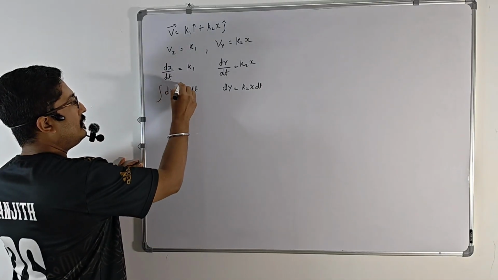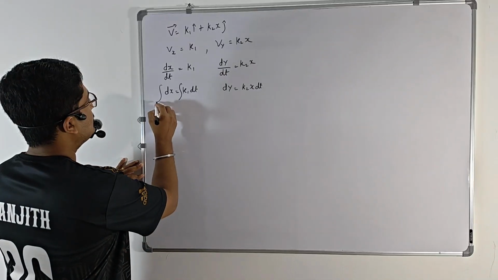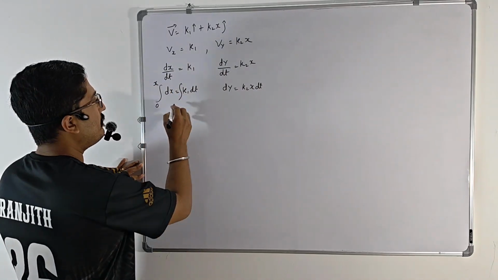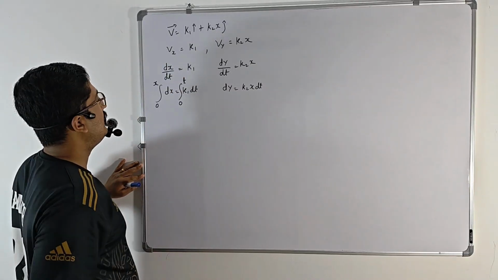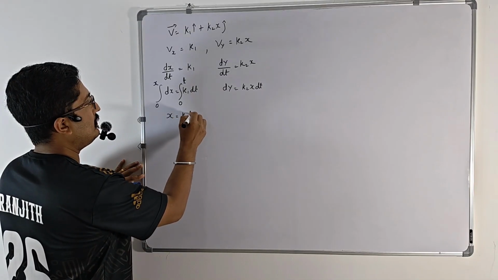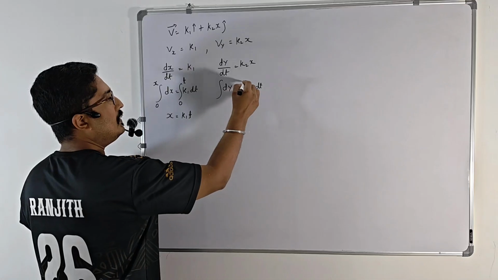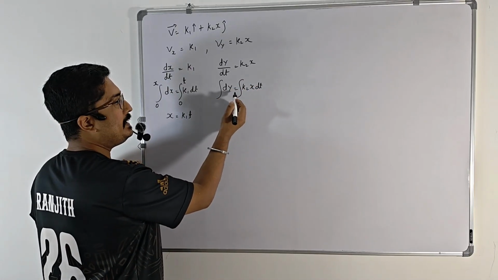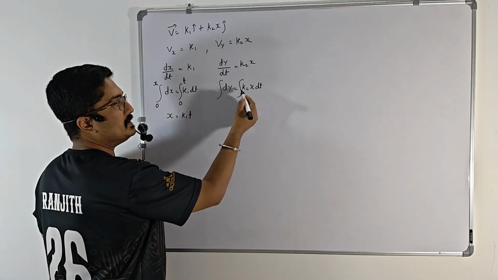While integrating, the limits of my integration would be, because my body started from the origin, the x value starts from 0 and goes up to some x, and time starts from 0 to some time t when the particle is at x. So this gives me x equals k1t. In the same way, for the integration here, the y term would go from 0 to y, and the time would go from 0 to t.